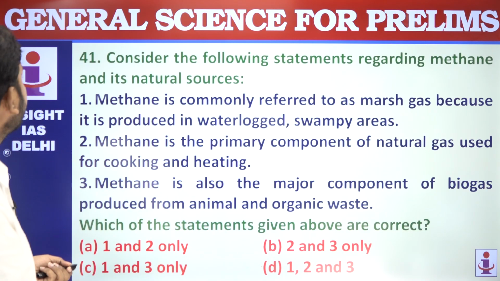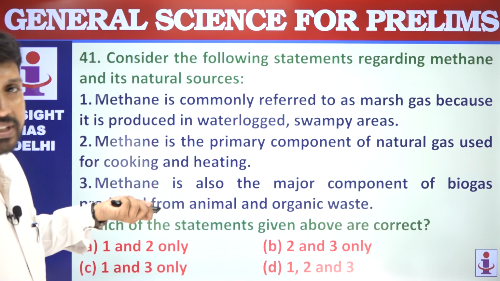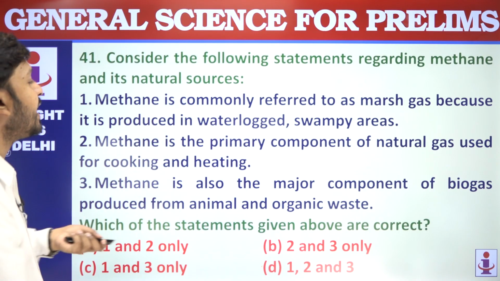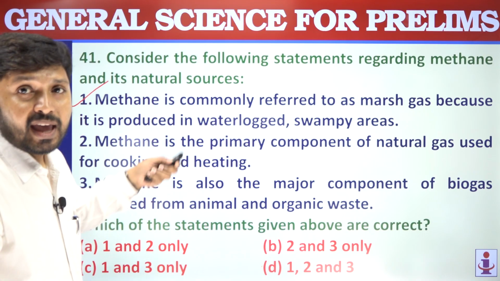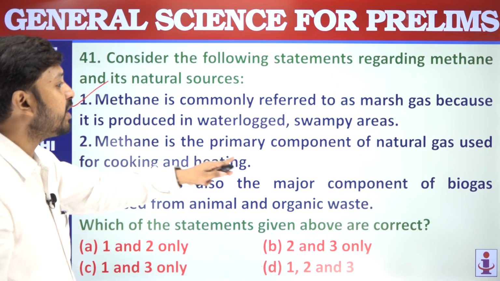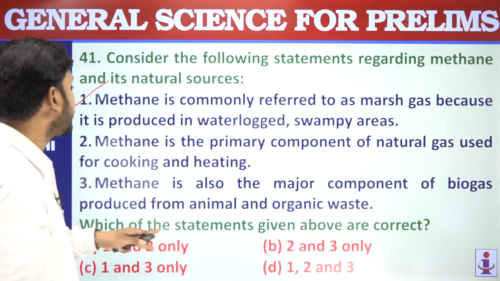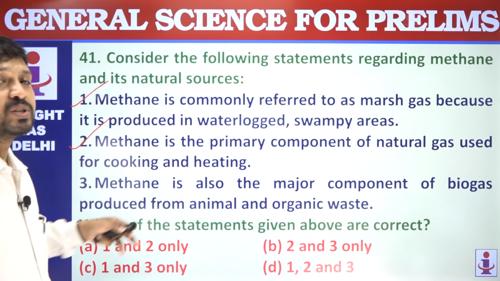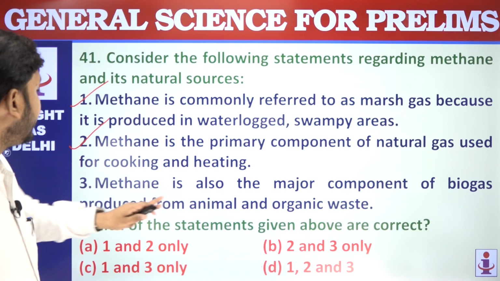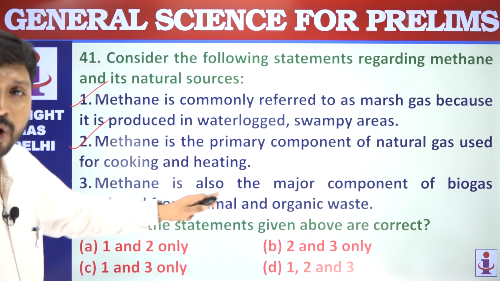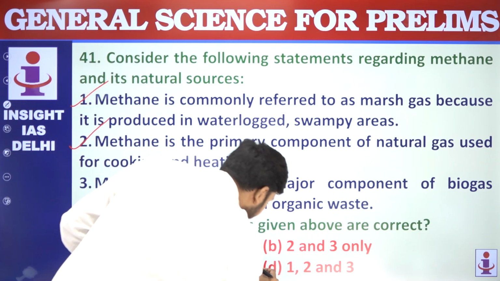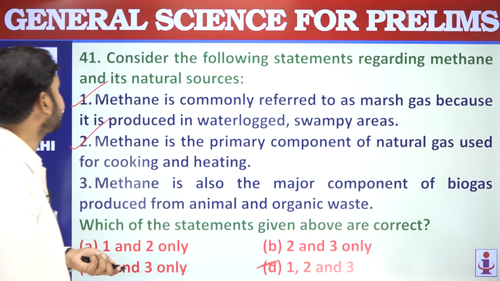Consider the following statements regarding methane and its natural source. Okay, this is also a very simple question. Methane is commonly referred to as marsh gas because it is produced in waterlogged or swampy areas. That is, in anaerobic conditions, organic matter will decompose and release methane. Methane is the primary component of natural gas used for cooking and heating. This is also correct because 80 to 90% of natural gas consists of methane. Methane is also the major component of biogas produced from animal and organic waste, which we have seen, right? So all 3 statements are correct and they are asking for the correct ones. So our answer will become D in this case.